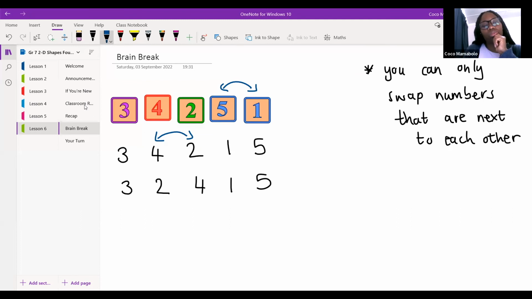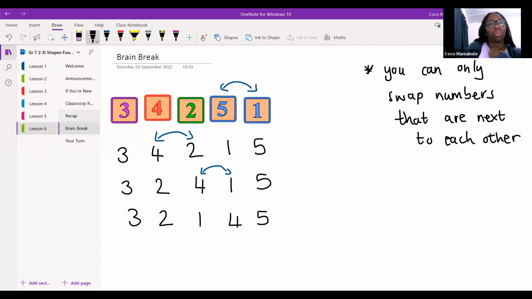1 and 4. Okay, cool. Okay, that took you a little bit longer, but that's fine. Okay, let's swap 1 and 4. So my new order is going to be 3, 2, 1, 4, and 5. Ooh, there's still work to be done here.